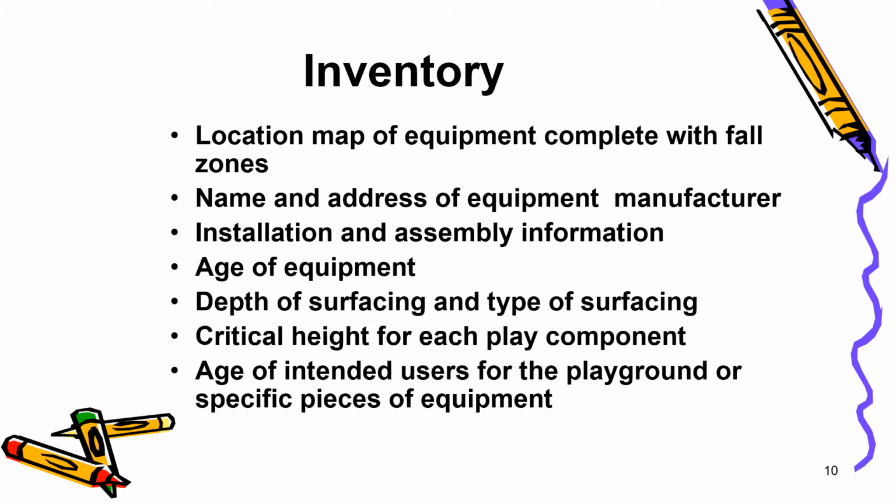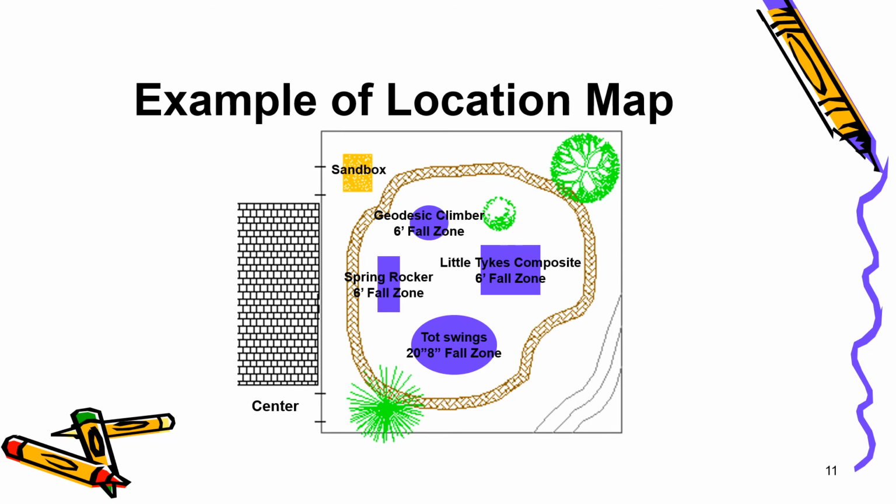Record the age of each piece of equipment, the depth and type of surfacing used around the equipment, the critical height of each piece of equipment, and the age of intended users. As I mentioned earlier, the map of your playground does not have to be a masterpiece. It only needs to show the basic location of your playground equipment. Remember to update your map when new equipment is added or old equipment is removed.